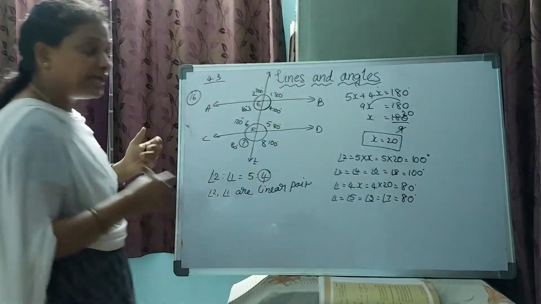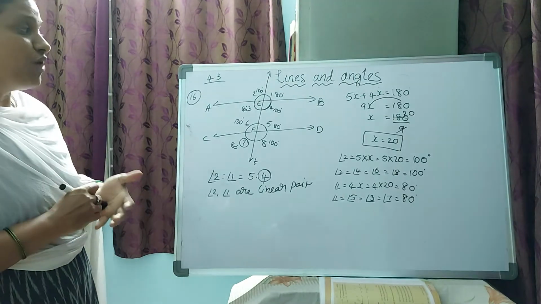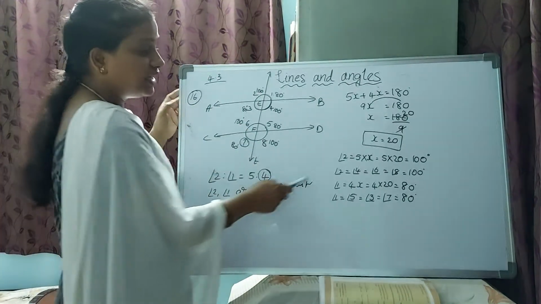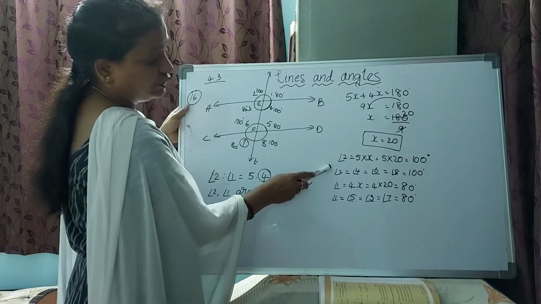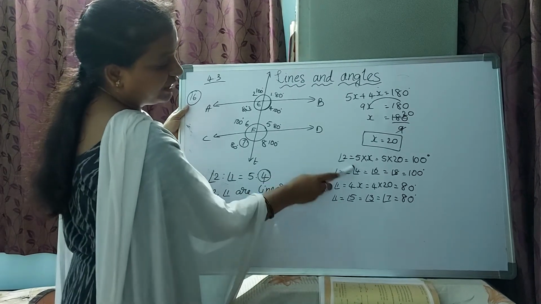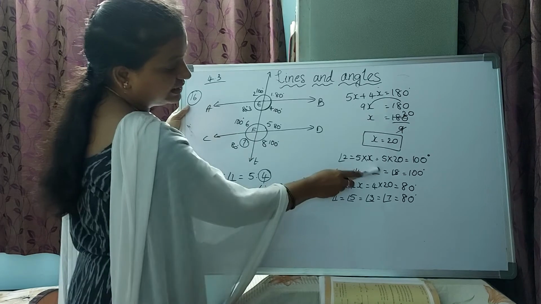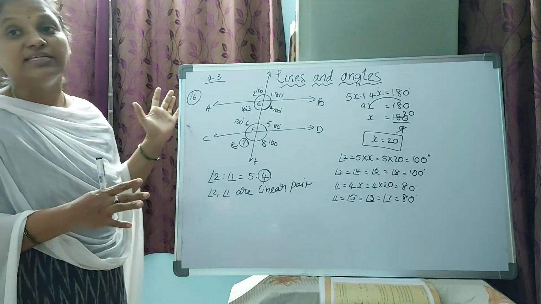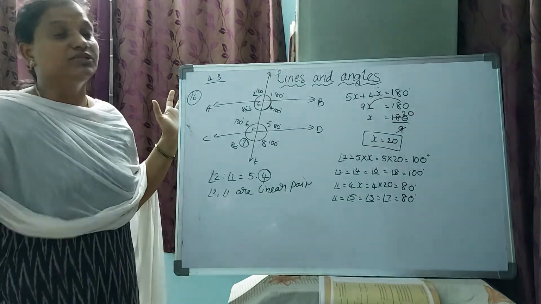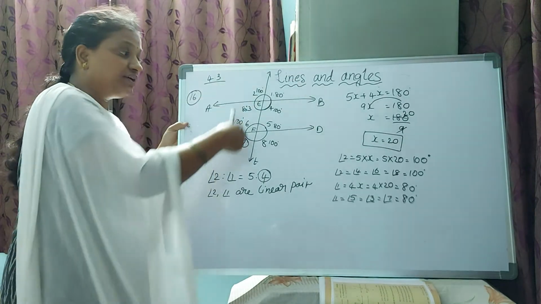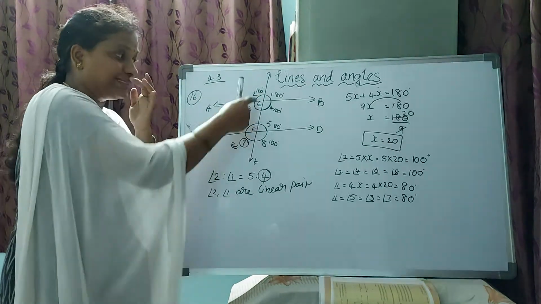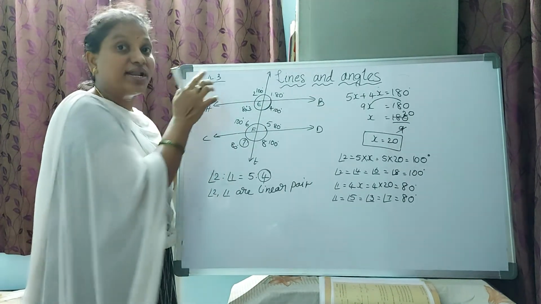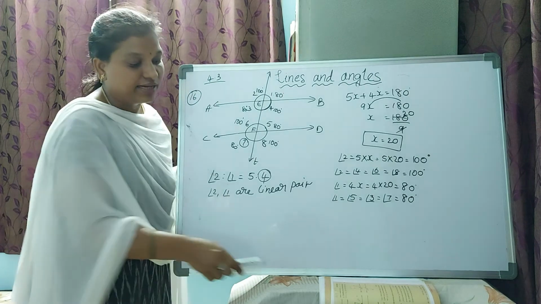So we got all the angles. If you know one angle, we can find all the remaining angles in this way. See here, angle 1, angle 2, angle 3, angle 4, angle 5, angle 6, angle 7, angle 8. We can find all the angles. If you know the rule, if two lines are parallel and a transversal intersects the two lines at two distinct points, if you know one angle, you can find all the remaining angles.